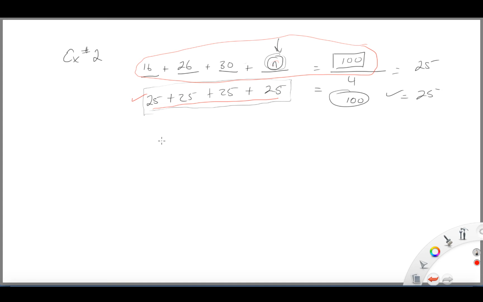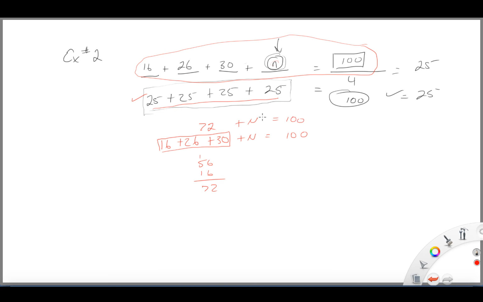All right, how do you do that? Well, 16 plus 26 plus 30 plus n equals 100. So let's add these three numbers up. Let's do it easily, and let's go 30 plus 26. We know that is 56, and then let's add 16. We've got 72. So this block of numbers equals 72 plus n equals 100.